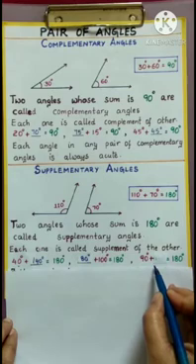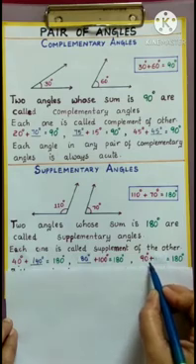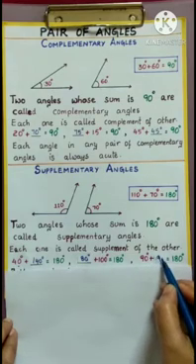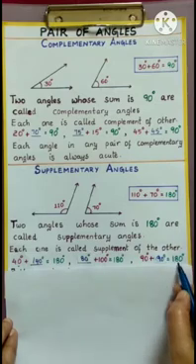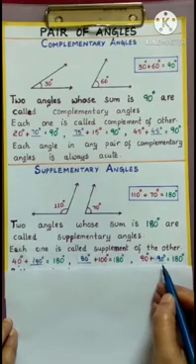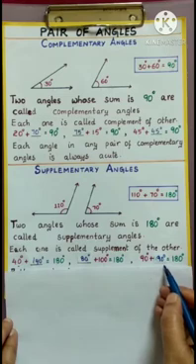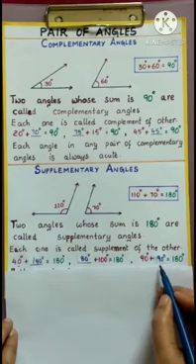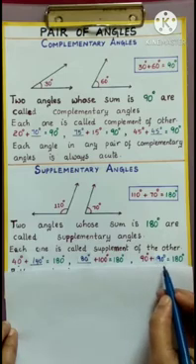Now the last one, the supplementary angle of 90 degrees is 90 degrees, because 180 degrees minus 90 degrees is 90 degrees. So the last one is an example of a pair of equal angles which are supplements to each other.